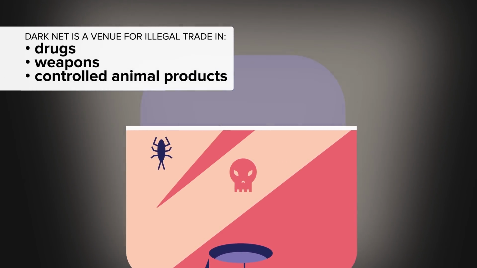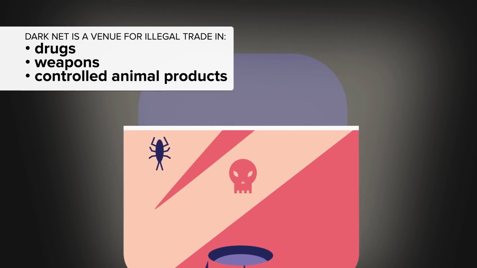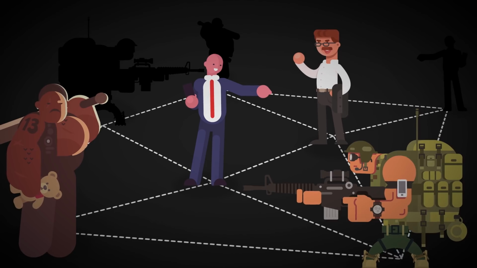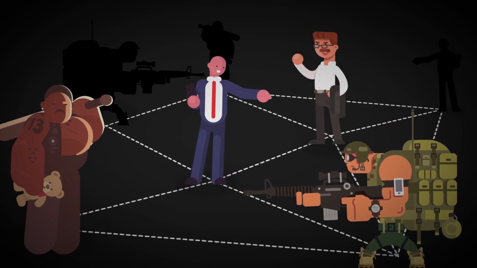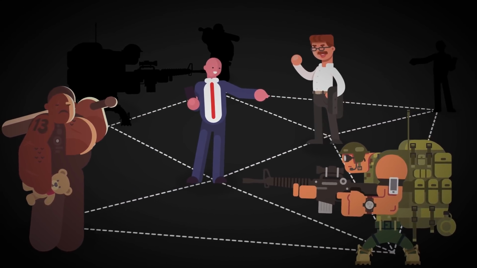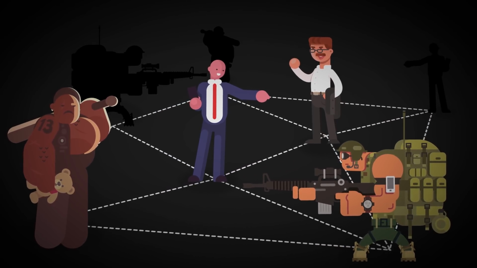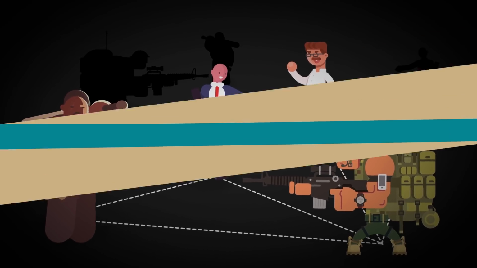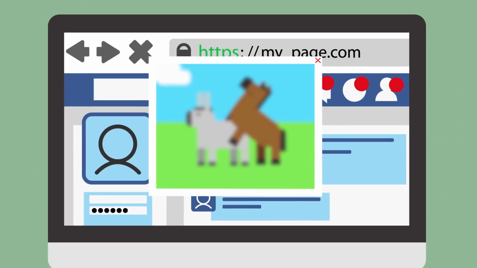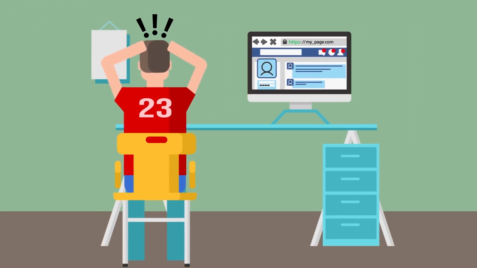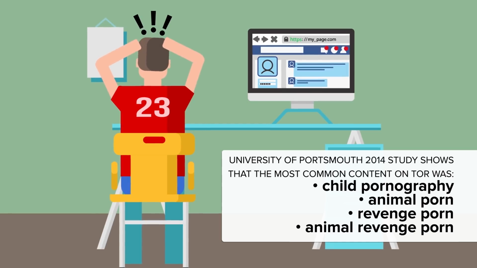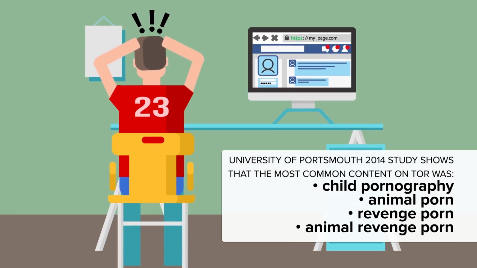The darknet, as we found out, is a venue for illegal trade in drugs, weapons, and controlled animal products. But it is also a place where deviant criminals such as pedophiles and terrorists exchange gossip on forums. It is a dark and dirty place, and if you're thinking of taking a trip there, you better prepare to brush cyber shoulders with some of society's outcasts. Just when you think you've discovered the most morally repulsive website, another one pops up. A 2014 study carried out by the University of Portsmouth discovered that the most common content on Tor was child pornography. Other brands of sick content include animal porn and revenge porn, and perhaps even animal revenge porn.